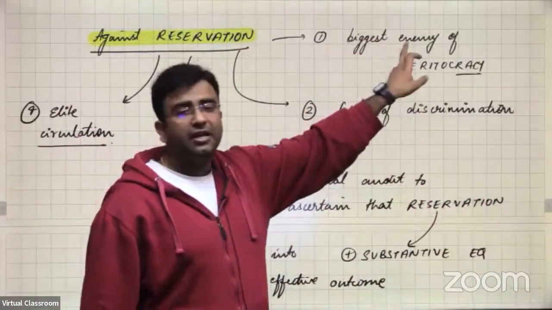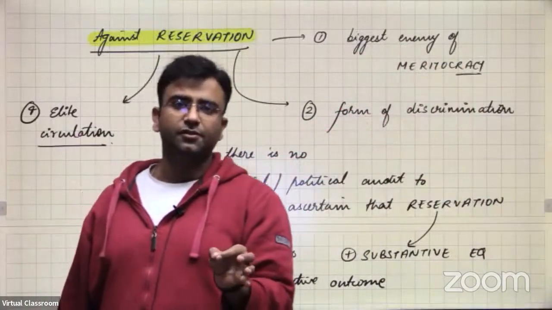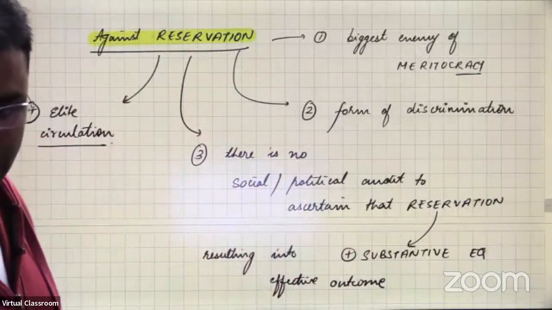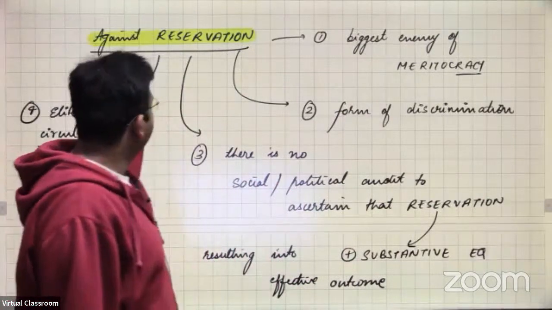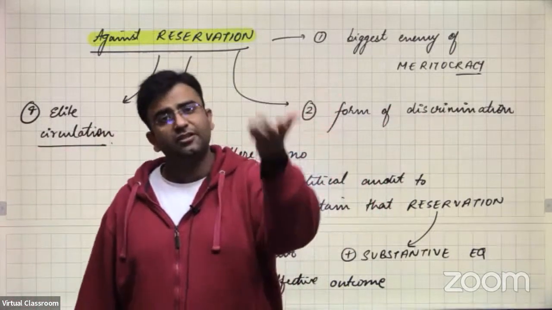That reservation has been called the biggest enemy of meritocracy, and the defense of the Supreme Court. Now listen to the second one. The second is that reservation is a kind of discrimination. The Supreme Court said absolutely, sir, it's a kind of discrimination.